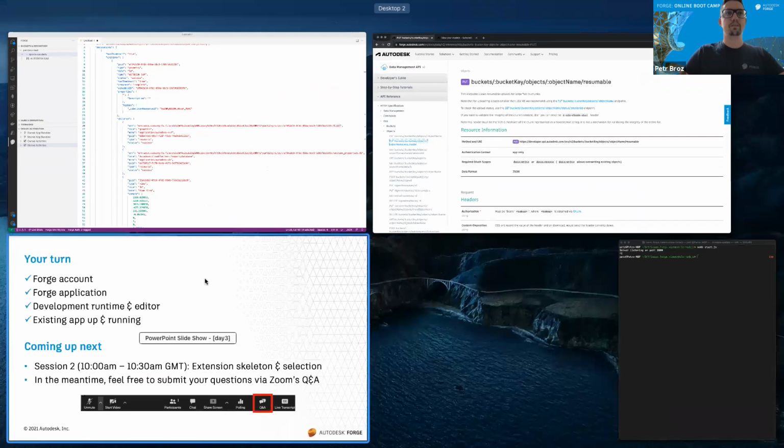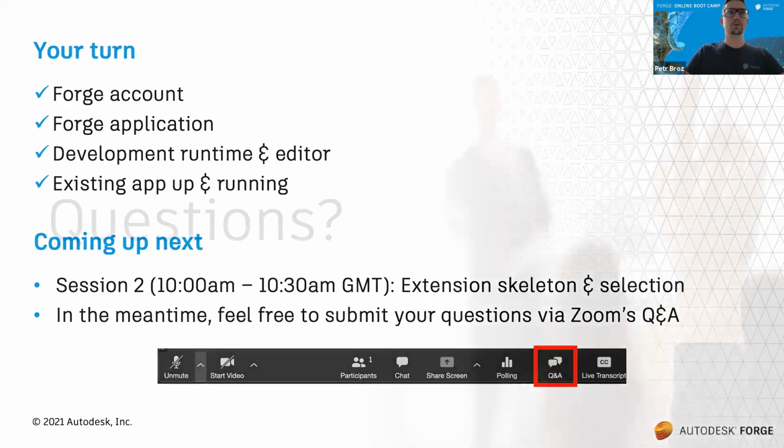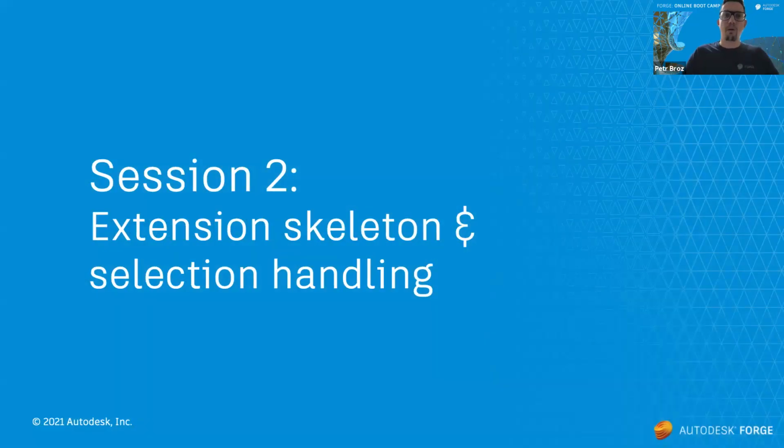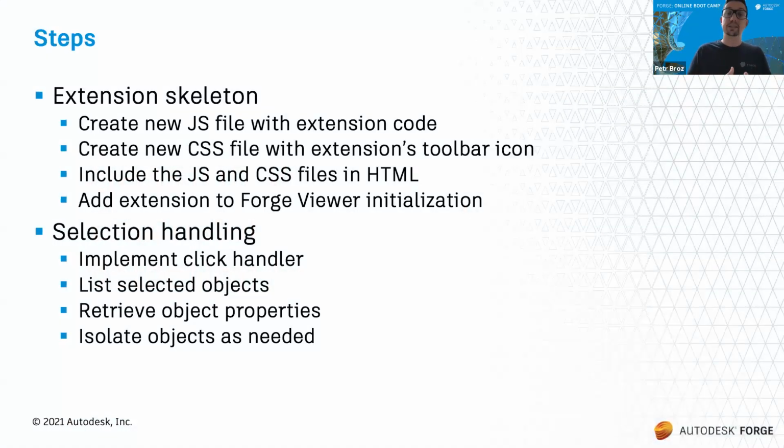Okay, so with that, let's go to session 2. Now we're finally going to start modifying and customizing the client side of our Forge applications. We're going to start by introducing a skeleton of a viewer extension, because typically every viewer extension starts with some class and some registration of this class so that the viewer can later load it. And this will be repeated for every other extension that we will be building today.